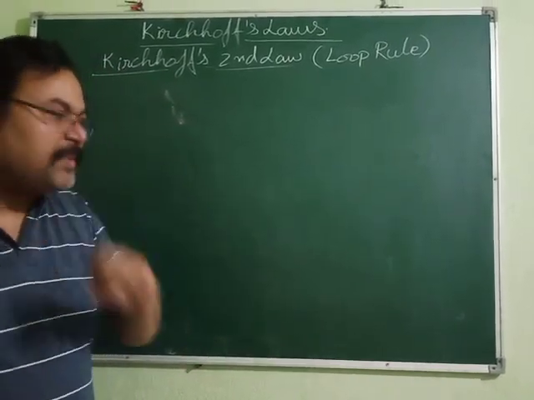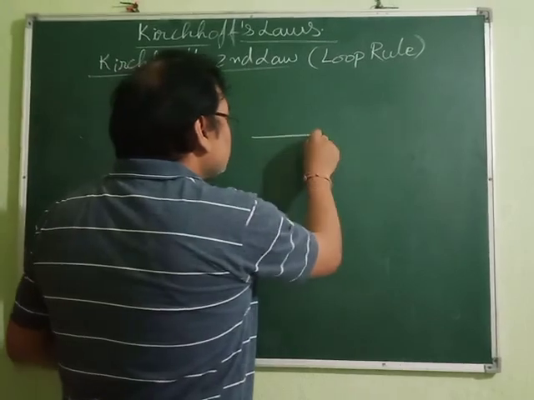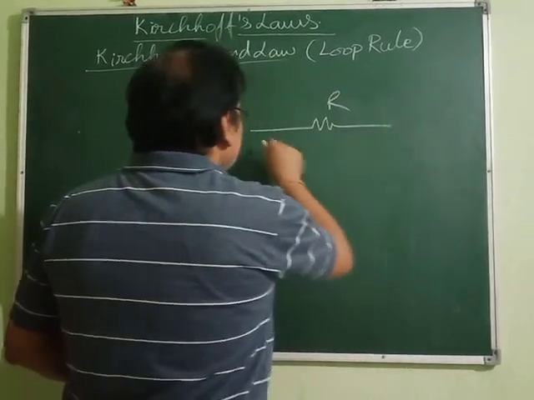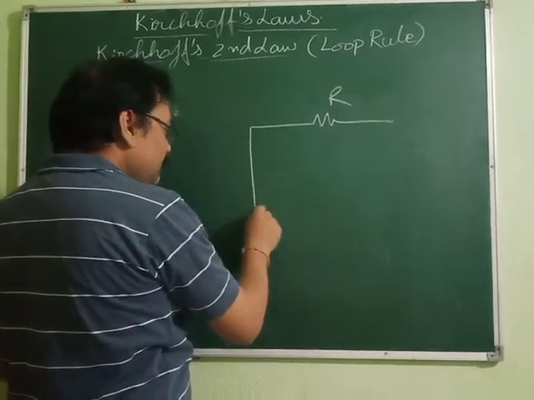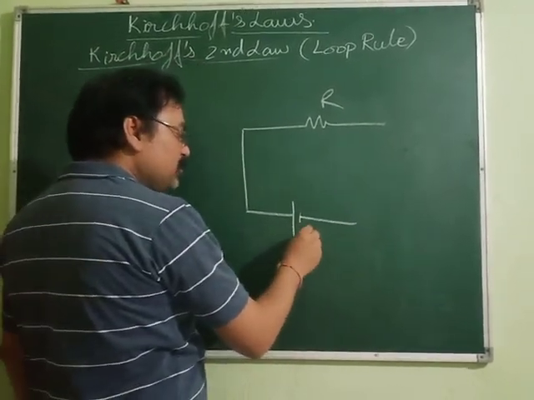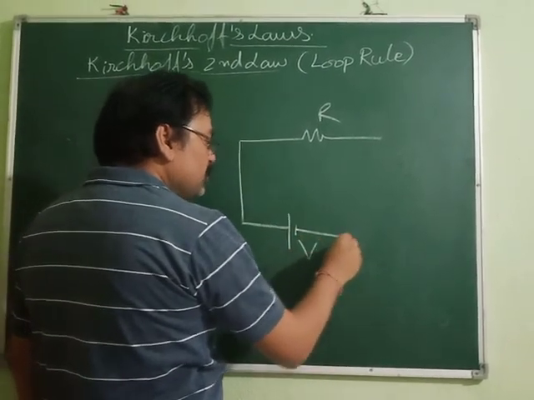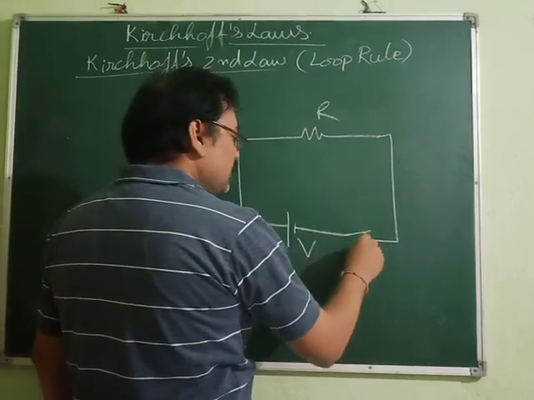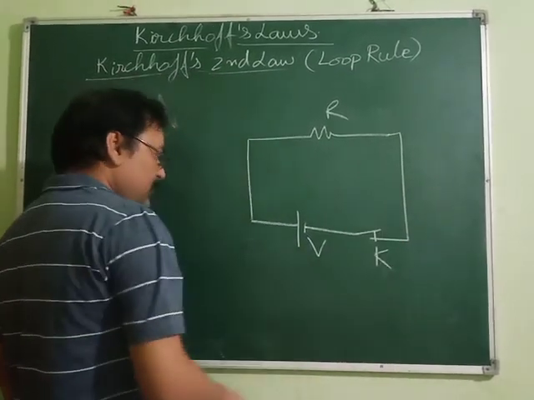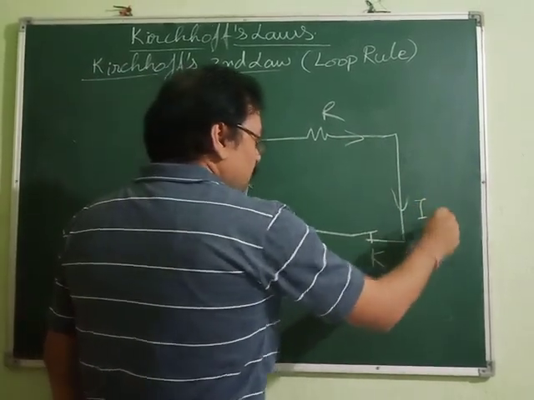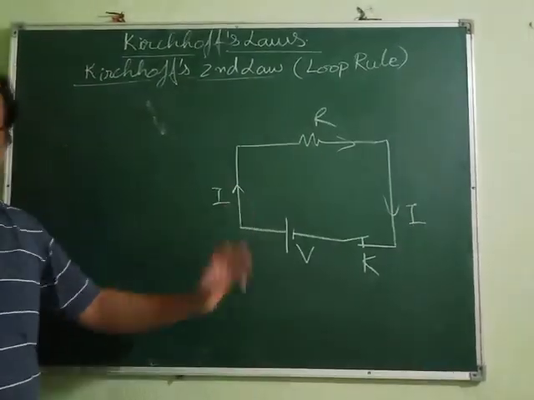Now see, what does it mean? Suppose you have got a loop over here. This is the resistance R. I'm just drawing. Here you have got an EMF source, a potential difference source. Suppose it has got potential difference V. Here we have got the key, and this key K is closed, and suppose current I is flowing through this. This is a very simple loop.